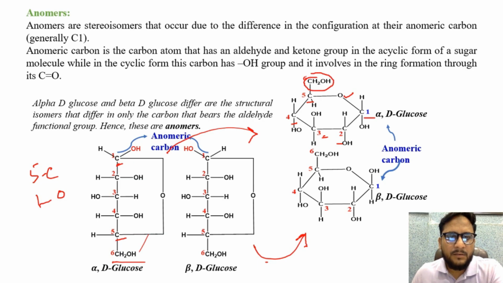In case of alpha D glucose, similarly in case of beta D glucose also, this sixth carbon atom is connected to fifth carbon atom, but it is not the part of ring. The ring is formed between C1, C2, C3, C4, C5, 5 carbon atoms, and again the sixth is oxygen atom. So in this structure also, since OH is downward in alpha D glucose and OH is upward in beta D glucose, they are anomers.